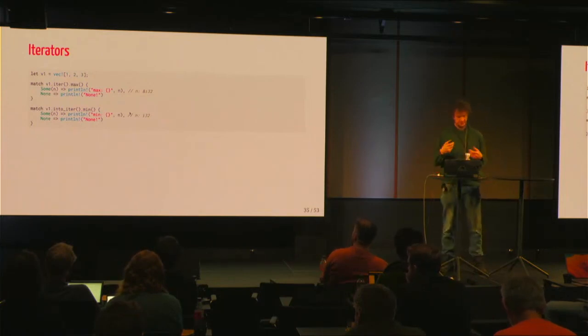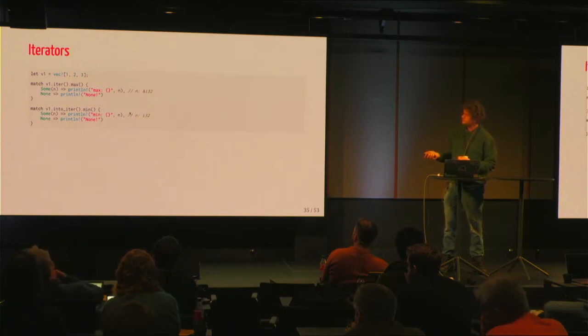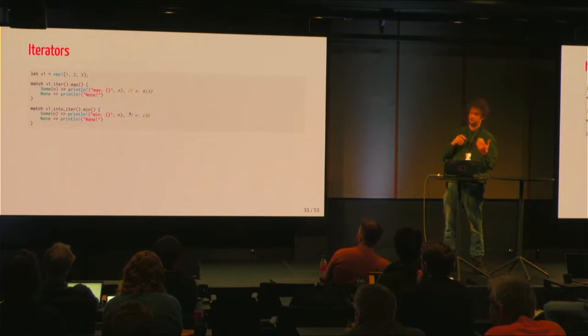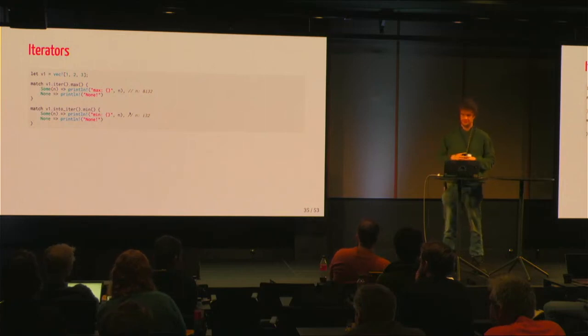Notice the difference between these two ways of doing it. What is the difference between iter and into_iter? It's about Rust's ownership model. So into_iter returns ownership also. Whilst if you just use iter, you just get the reference.